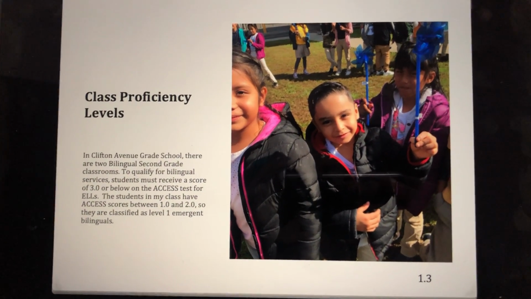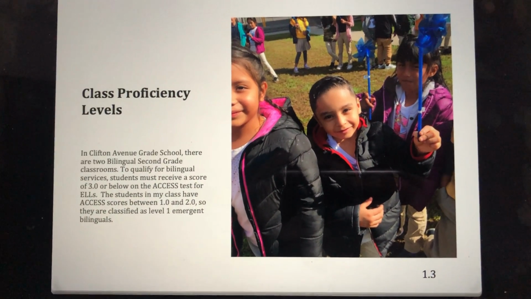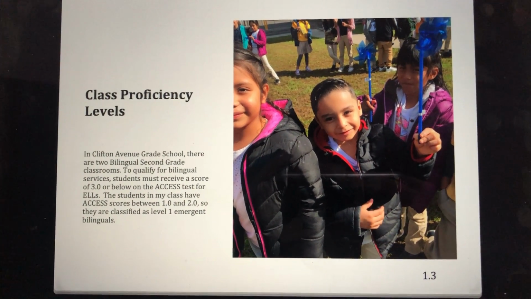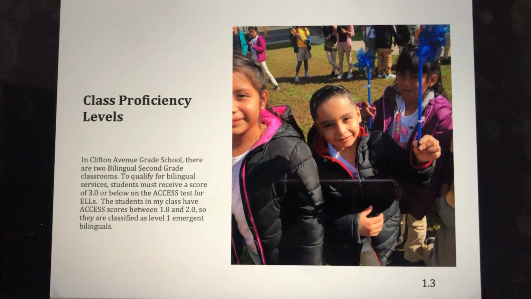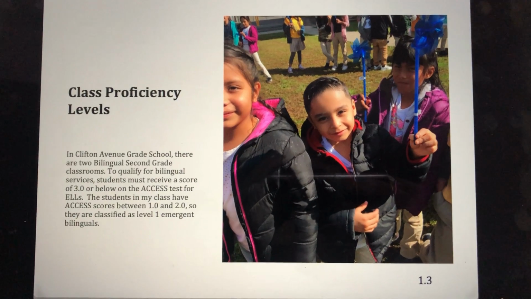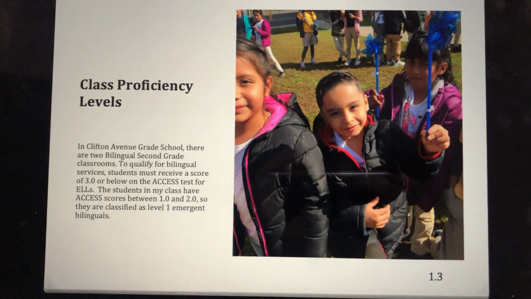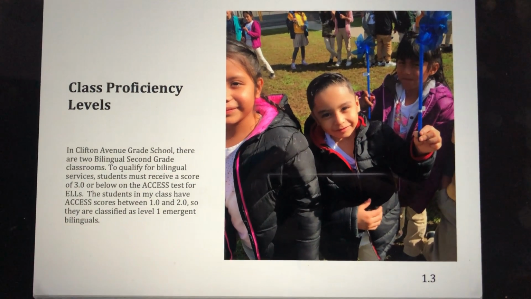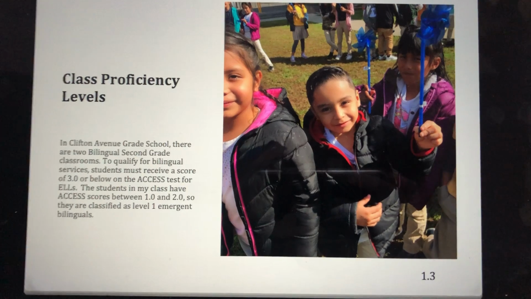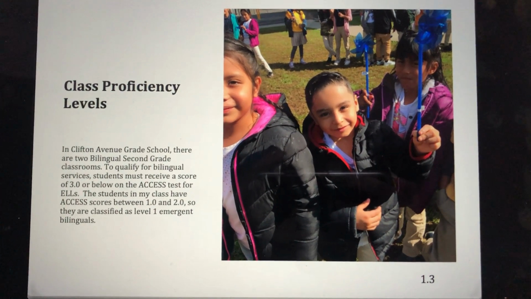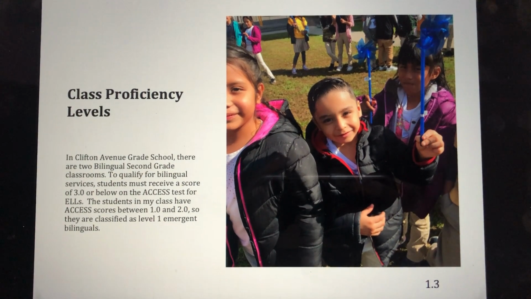So my classroom proficiency levels. I am one of 2 bilingual second grade classrooms. To qualify for bilingual services, students receive a score of 3.0 or below on ACCESS. So how we split up the 2 bilingual classrooms is my classroom has level 1 emergent bilinguals, and they score between 1.0 and 2.0 on ACCESS. And the other bilingual class is anywhere from 2.0 and greater.